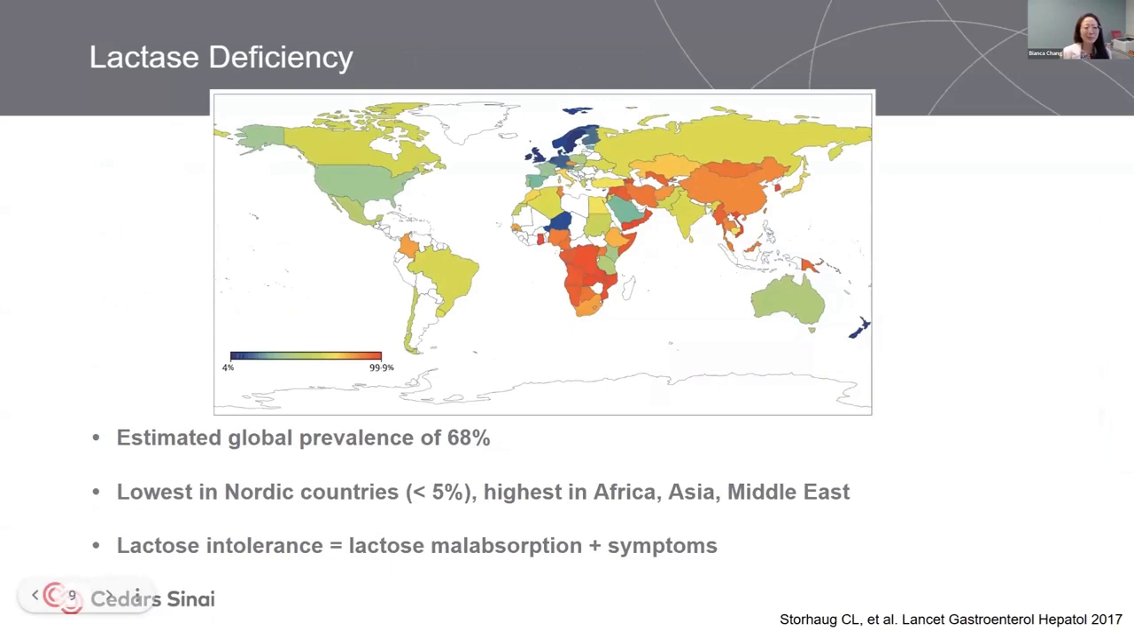So lactase deficiency specifically is a deficiency of the lactase enzyme, the enzyme that breaks down lactose, that disaccharide. It's pretty common. The estimated global prevalence is about 68%. The prevalence is lowest in the Nordic countries. In Northwest Europe, incidence is probably less than 5%, and the incidence is highest in the African countries, Asia, and the Middle East. Lactose intolerance specifically means that the individual has lactose malabsorption, meaning they're not breaking down that sugar, they're not absorbing it, and they have symptoms. The symptoms that we talked about: the diarrhea, the bloating, the gas, and the abdominal pain.